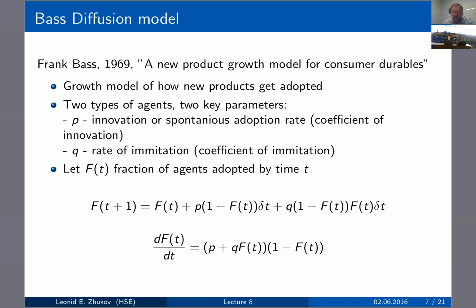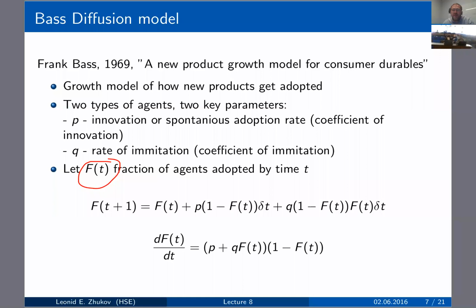So imagine that we want to introduce a new product to the market, and we want to understand the growth of the product. So we'll define f of t as the fraction of people or agents who adopted this new product by time t, right? And fraction is just a percentage of the total population.